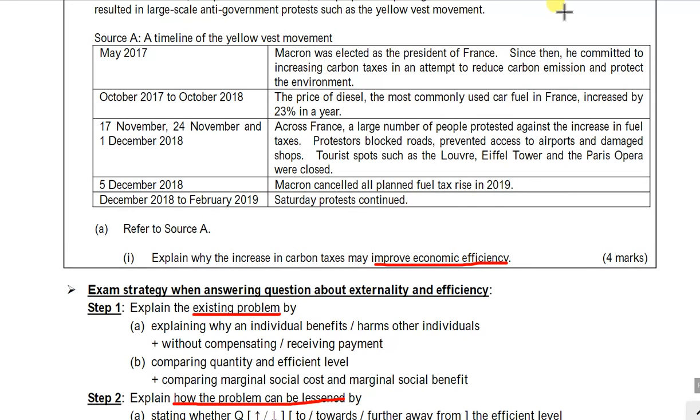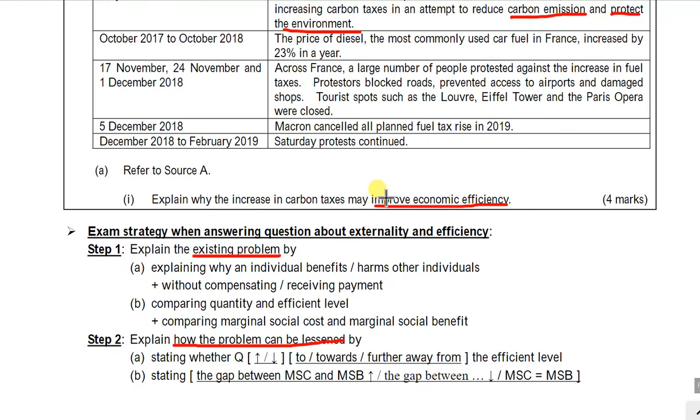You know that from the source, there is carbon emission and it will pollute the environment, right? Somehow we have the negative externality. So you have to explain why there is negative externality. That means you need to explain why an individual may benefit or harm other individuals without compensating or receiving any payment. So you need to explain why there is external cost first.